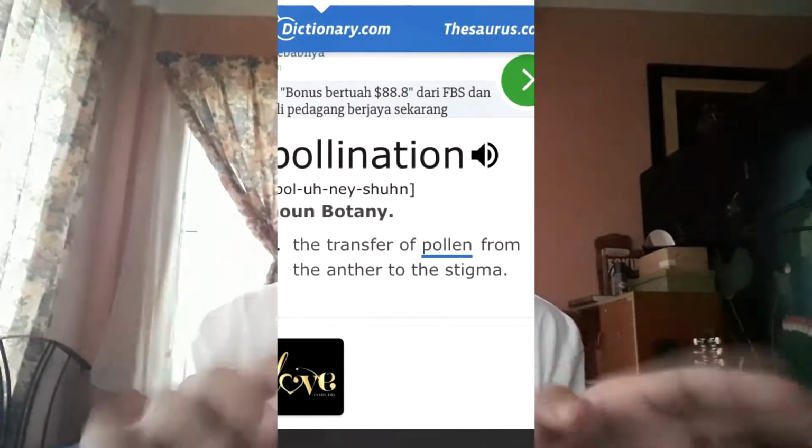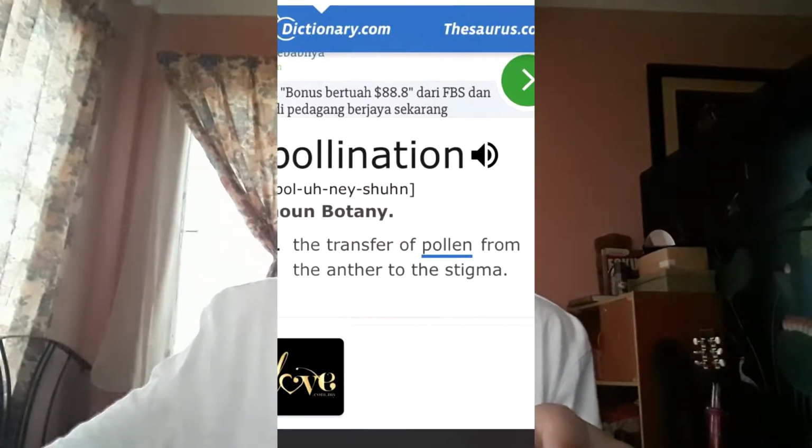Today's topic is about pollination. Pollination is the transfer of pollen from the anther to the stigma. There are two types of pollination. One is called self-pollination and the other is called cross-pollination.